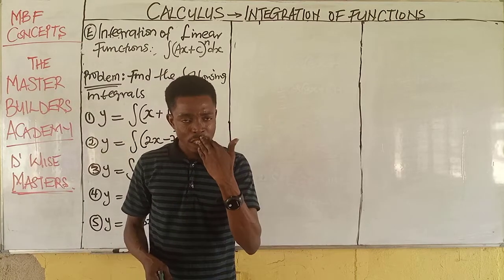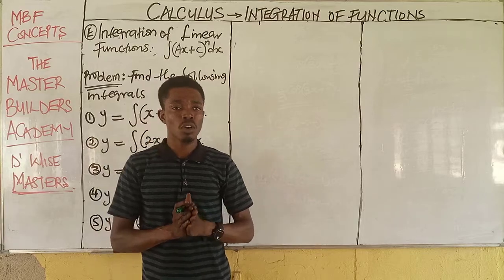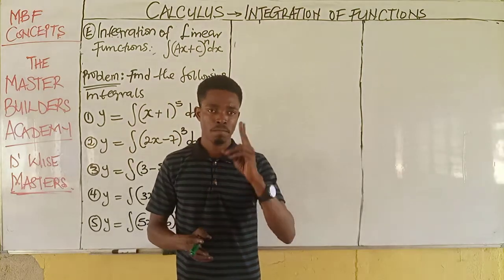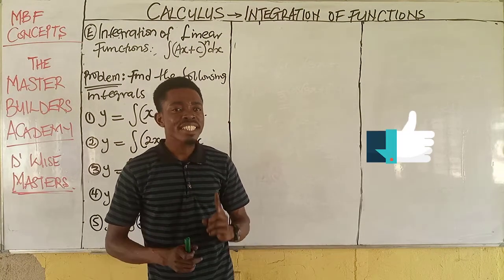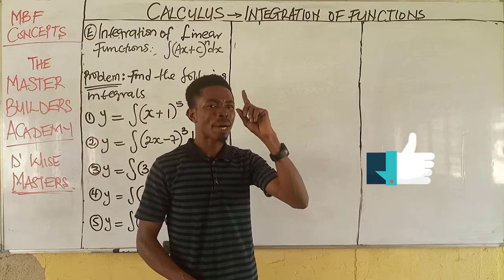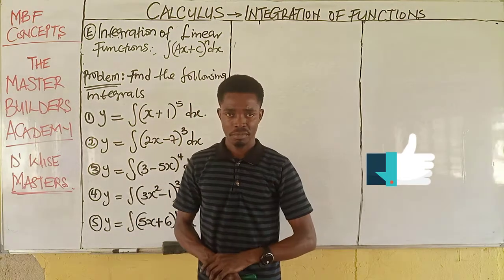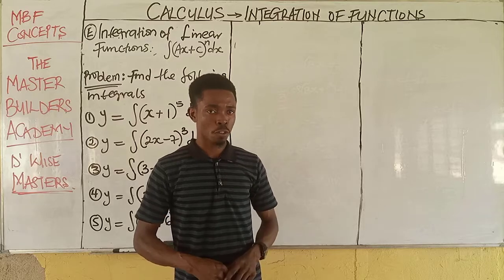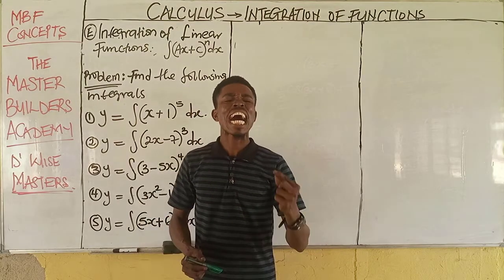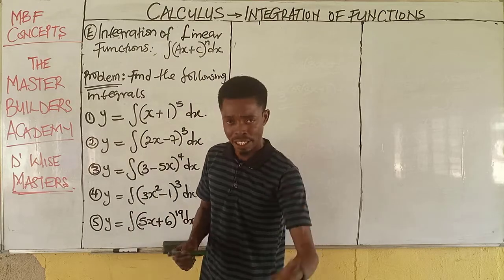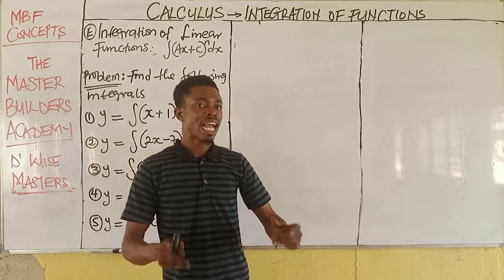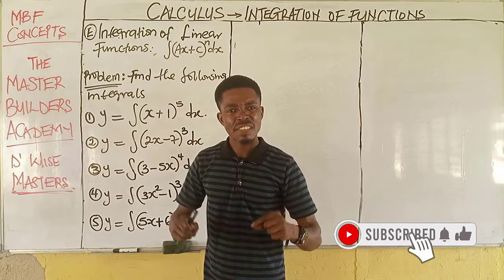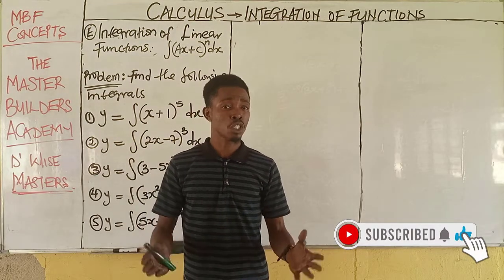Now, what do I need to know to be able to solve problems on linear functions effectively using shortcuts? Two things you need to put at the back of your mind. Number one, identify the power of the given function, which is n. Number two, identify the function of x. These are the two things you need to identify: the power of the given function, and finally the function itself, which is the function of x.